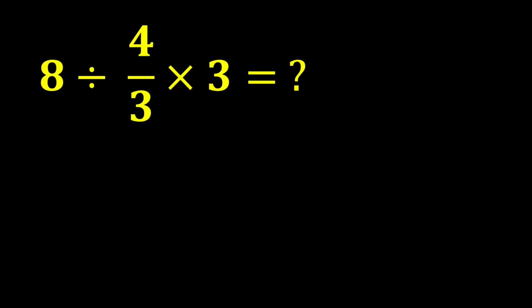8 divided by 4 over 3 multiplied by 3. Now, in this expression, there is both multiplication and division. According to PEMDAS, since multiplication and division have equal priority, we move from left to right, and whichever operation we reach first, we perform it first. Now, in this expression, if we move from left to right, we reach the division first, so we first perform the division, and then perform the multiplication.